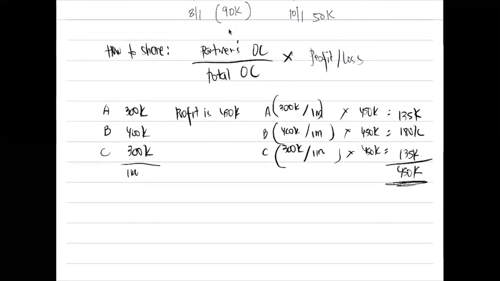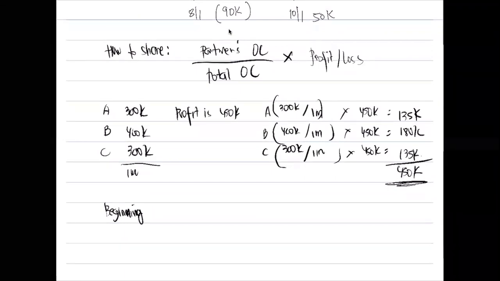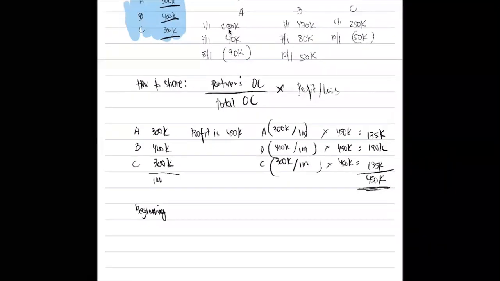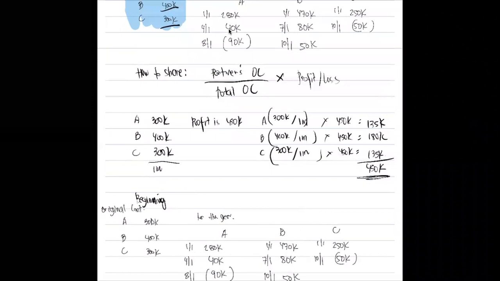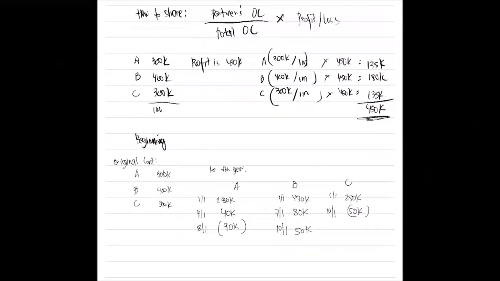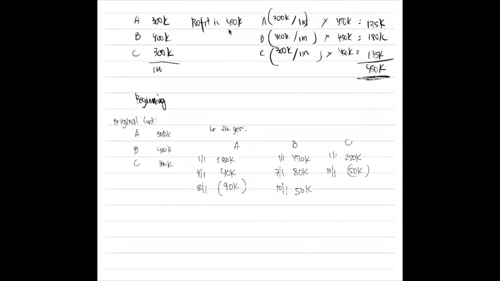We go naman with our beginning. Madali na lang tong tatlo, beginning at saka ending. So for beginning, we get again our example. So here is our example. For a beginning, you just get the beginning capital divided by your total beginning capital times profit or loss. Okay.